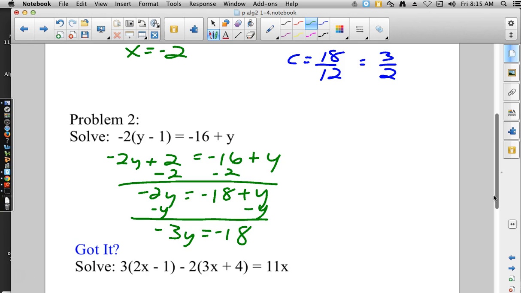That's not the way some of you did this, right? Because some of you were taught always get your y's together first and always move the smaller one over to the other side, right? You think we'll get a different answer? We're following the rules. So what do we do at this point? Divide by negative 3. What do we get? 6.